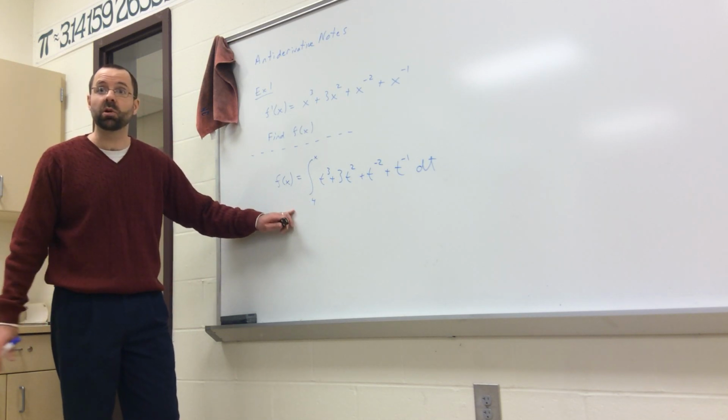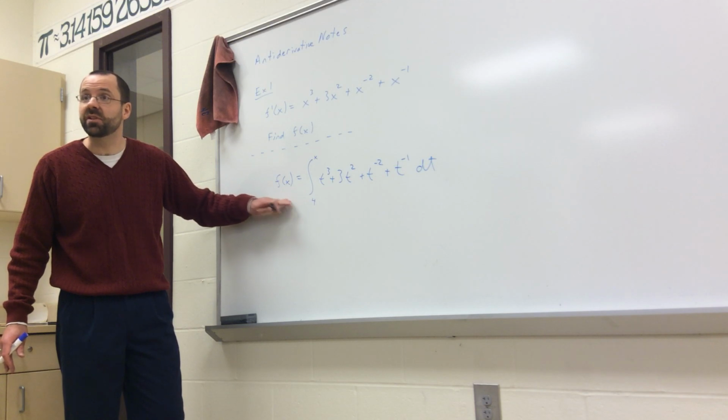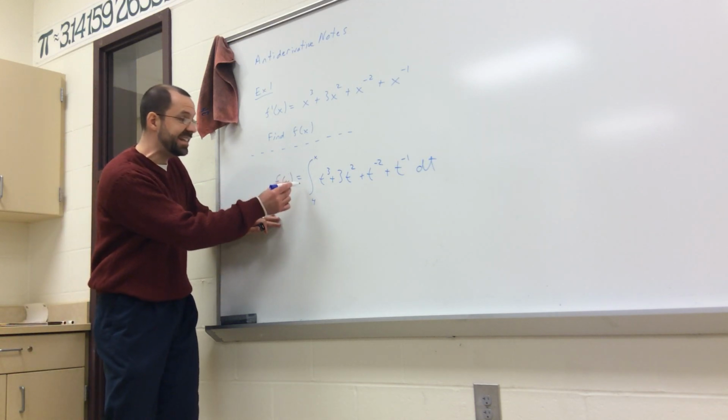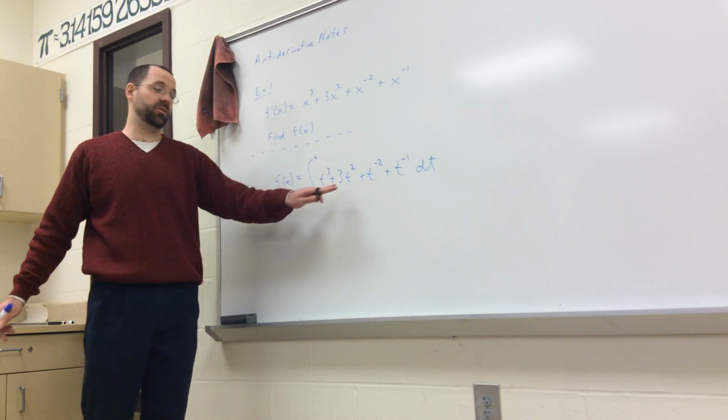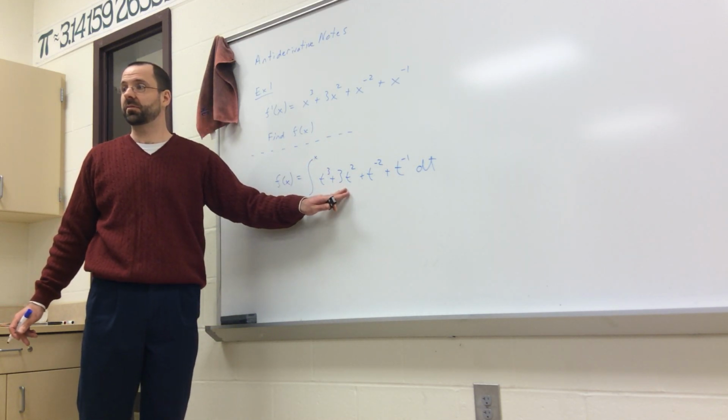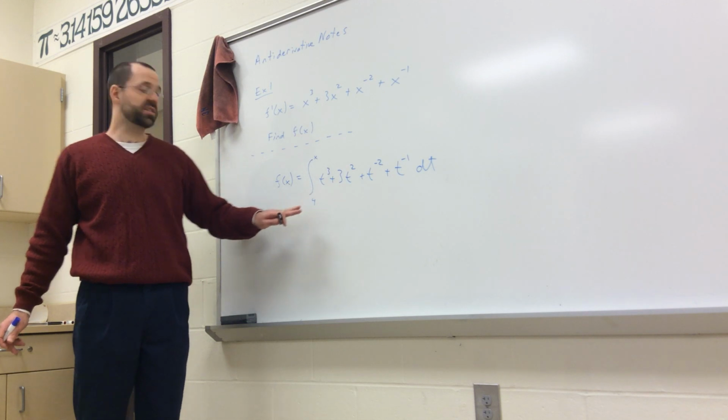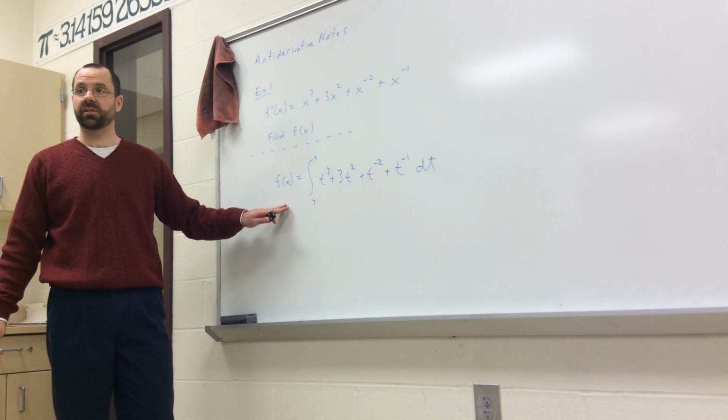Okay, so the reason this works is if you take the derivative of this, in other words, if you put a d dx in front of this, then it'll get rid of the integral sign, and you'll be back to the original function. So this is the sly way to find the antiderivative.